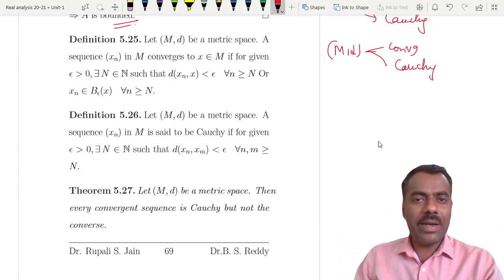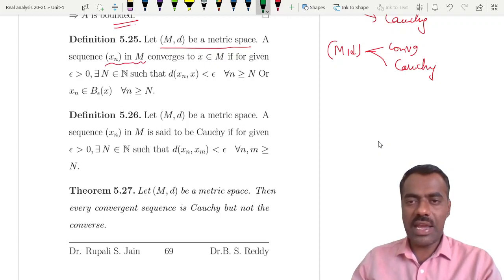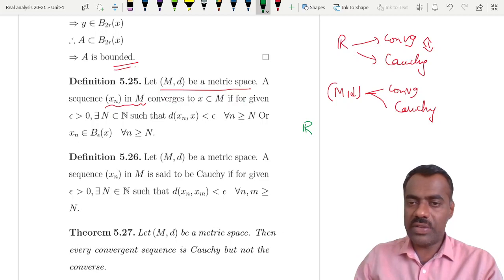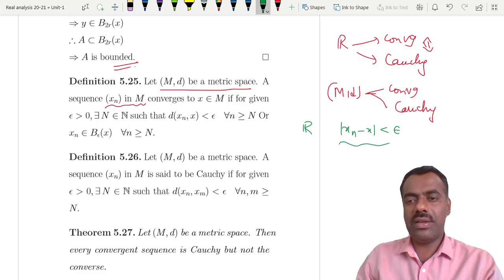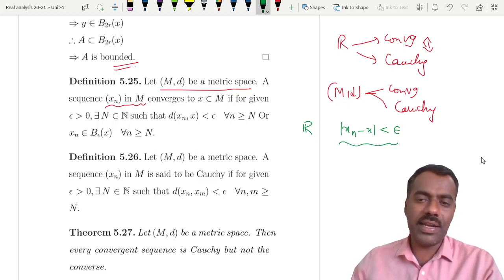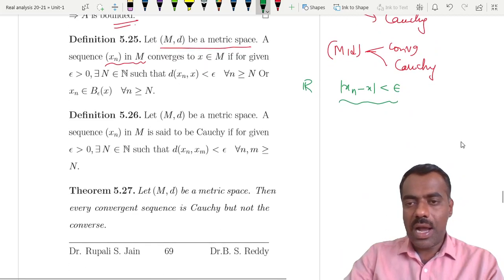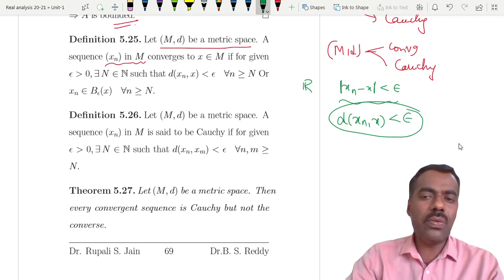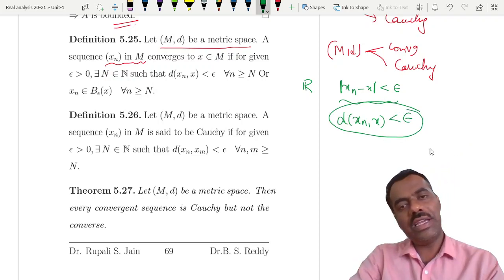So you take (M, d) a metric space. Okay. Then a sequence x_n in M is said to be convergent. So first, just to understand, I will write what is meant by convergent in R. In R, what do we know about convergence? Like |x_n - x| is less than epsilon. I am not writing all the quantifiers, for all n greater than or equal to n naught and so on. But if you consider this as the usual metric, then this can be replaced by the distance between x_n and x being less than epsilon. So this is what we require when we want to define it in terms of a metric space.